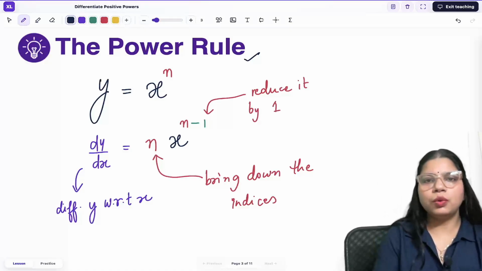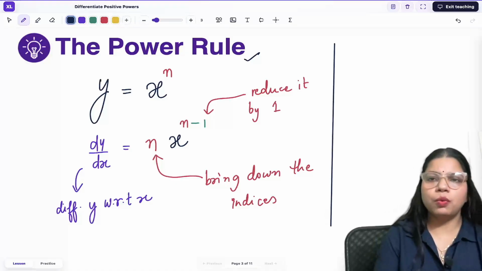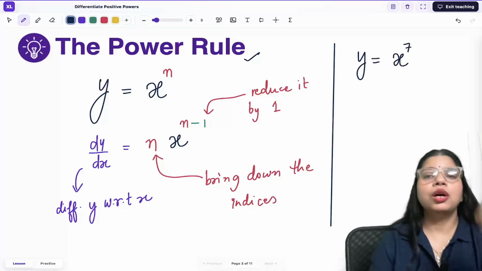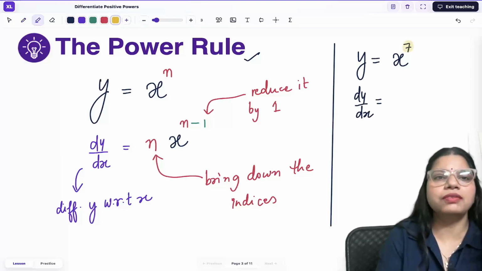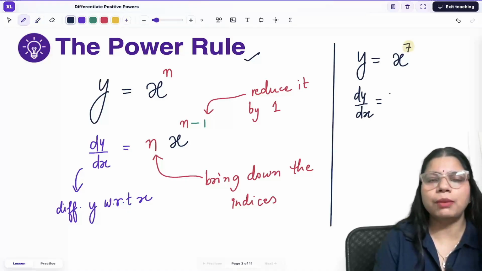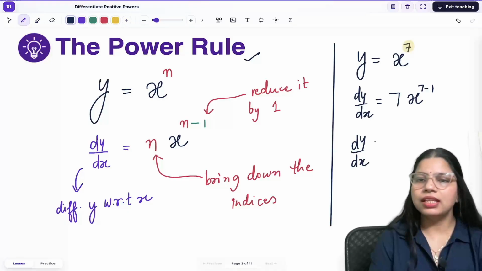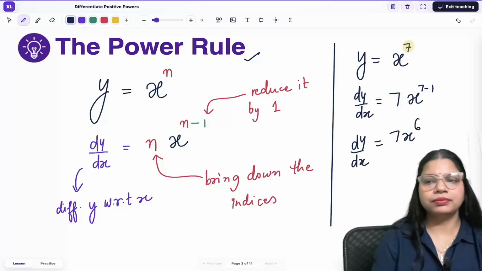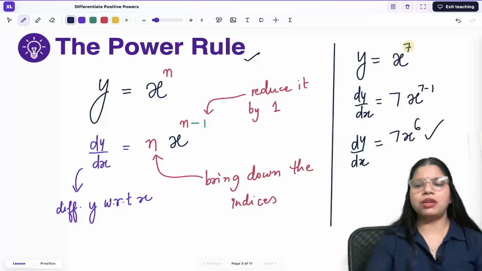Say for example, we have a question: y equals x to the power of 7. What is the first step? Let me write dy by dx. The first step is bring down the power, and the power is 7. We are bringing it down and reducing the power by 1. And here we go, that's our answer: 7x to the 6. Correct? Hope that makes sense. It's truly the easiest part of maths.